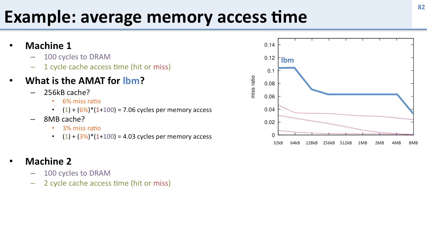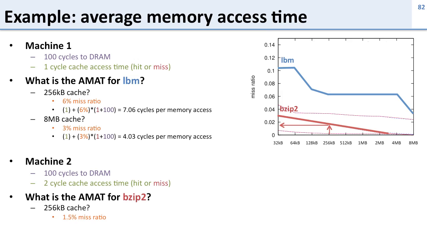Let's take a look at another machine. So here's a machine with 100 cycles to DRAM, but this time 2 cycles to access the cache. Let's take a look at bzip. So for bzip at 256 kilobytes of cache, it has a miss ratio of 1.5%. So its average memory access time is 3.5 cycles per memory access.